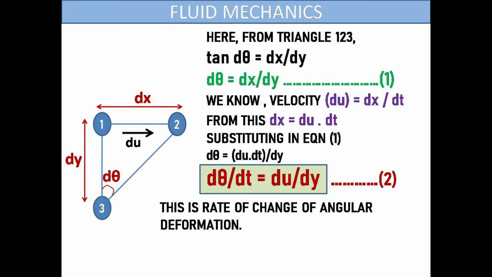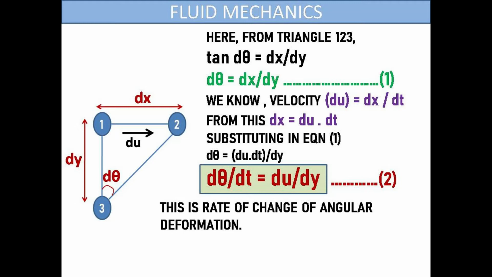We know, tan theta is equal to opposite side by adjacent side. Here, tan d theta is equal to dx by dy. We have, for small angles, tan theta is equal to theta. So, from this we get, d theta is equal to dx by dy. This is our equation 1.